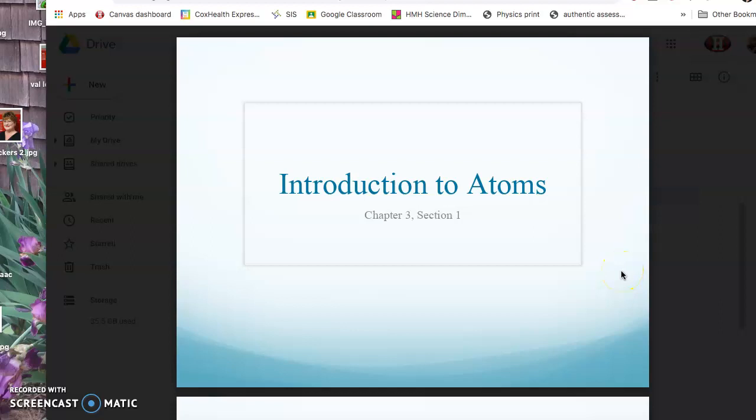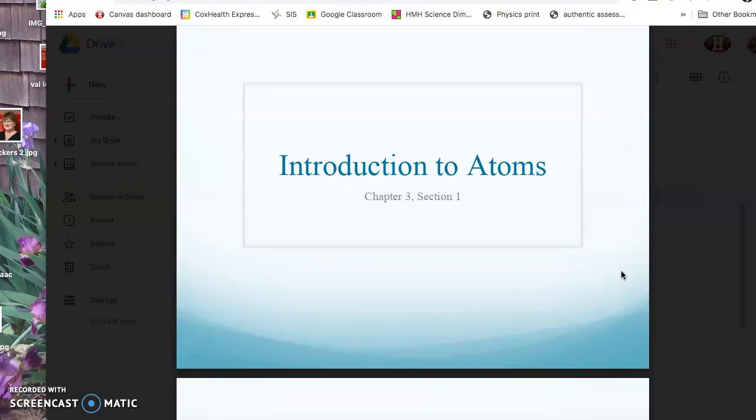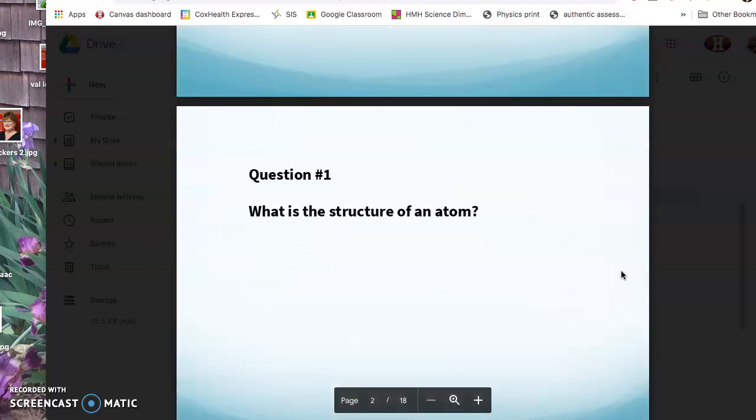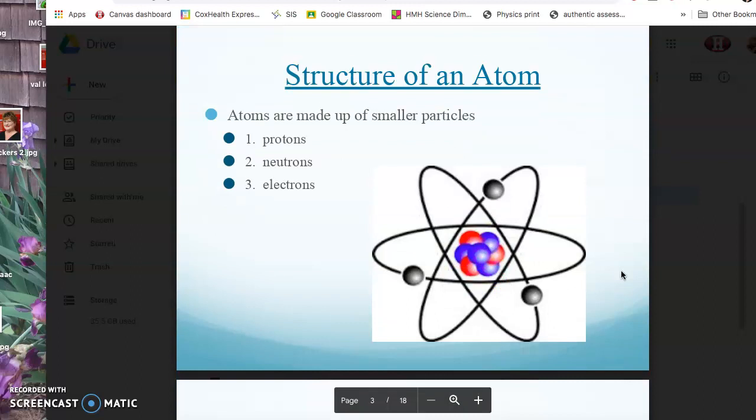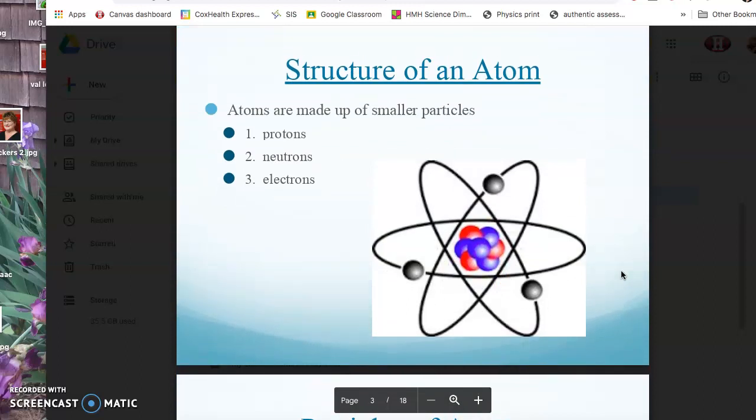We're going to get into the nitty gritty of atoms. So here's our introduction. We're going to start by discussing what is the structure of an atom. In other words, what's it made of? So an atom is made up of smaller particles. We call those subatomic particles. The three main subatomic particles are protons, neutrons, and electrons. And we're going to get into each one of those.